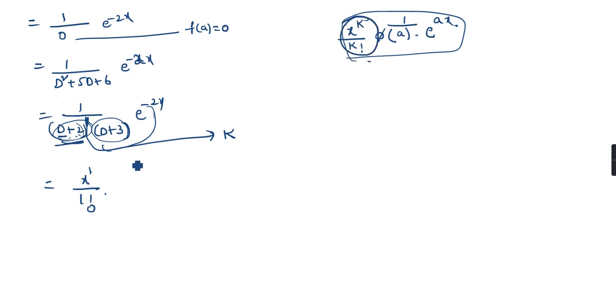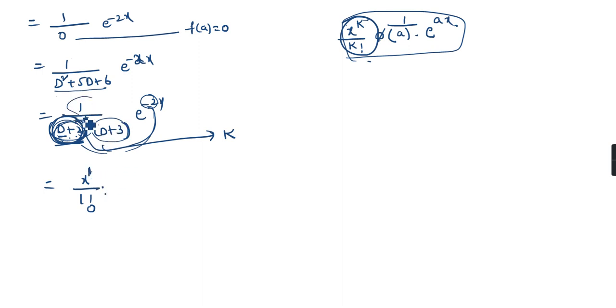So how to find the k value? I repeat once again how to find the k value. First, write f of d in factor form. So d square plus 5d plus 6 can be written as (d plus 2) into (d plus 3). Now the a value is minus 2. In which term do you get 0 after you replace d by minus 2? You have to observe. So in this problem, the term d plus 2: if you replace d by minus 2, this term is getting 0. So the power of this term is 1. So that is the k value. So x power 1 by 1 factorial.